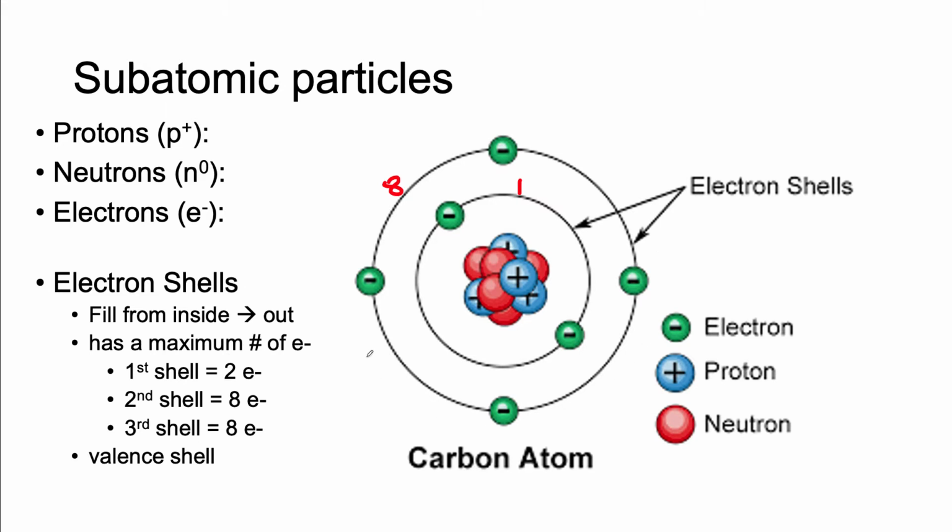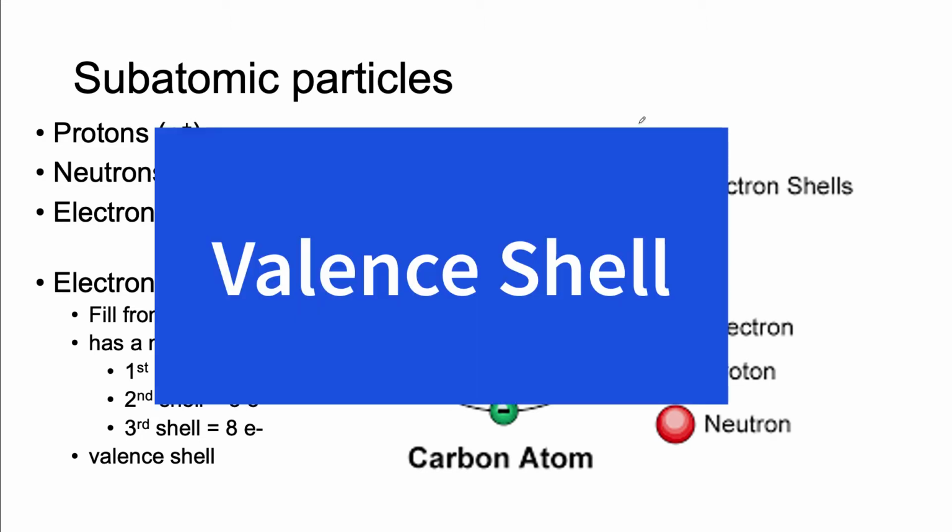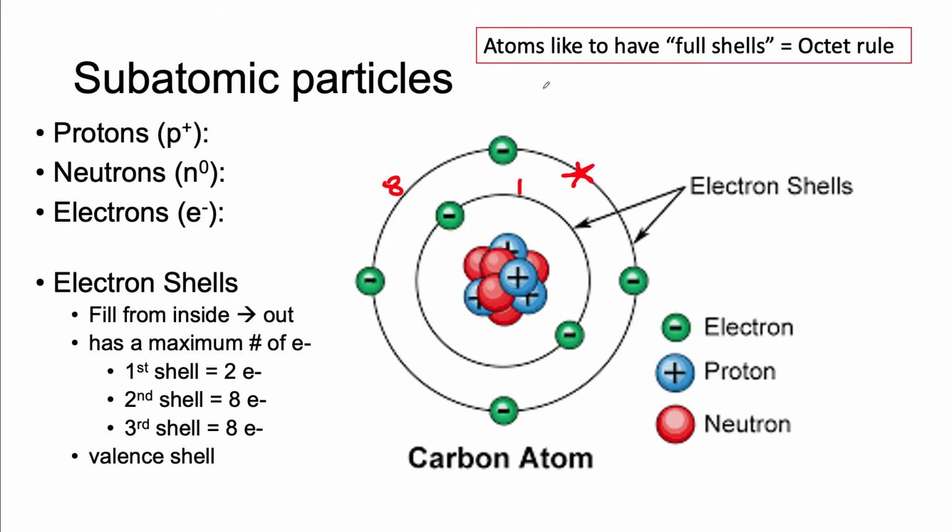If this was an atom that had extra electrons and was bigger, and you filled up the first and second shell, you could actually move on to the third shell, which can take 8 electrons as well. Whatever the outermost shell is, in this case the last one, that's what we call the valence shell. The octet rule states that atoms like to have full shells. They are only fulfilled when their valence shells are full.